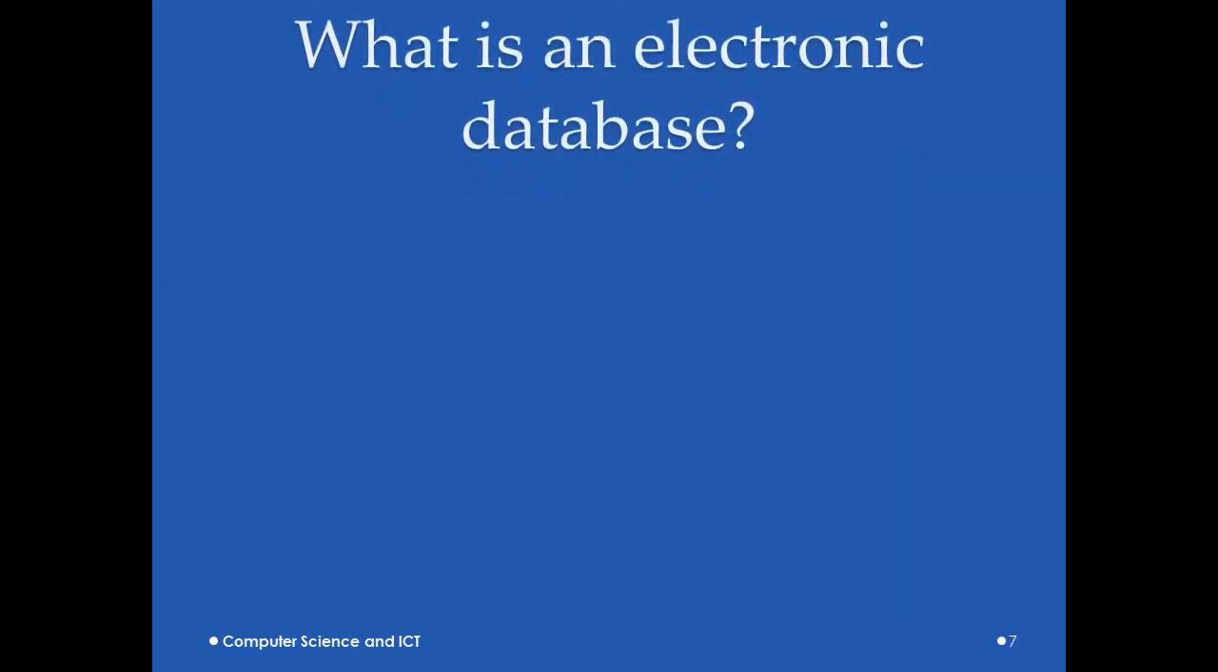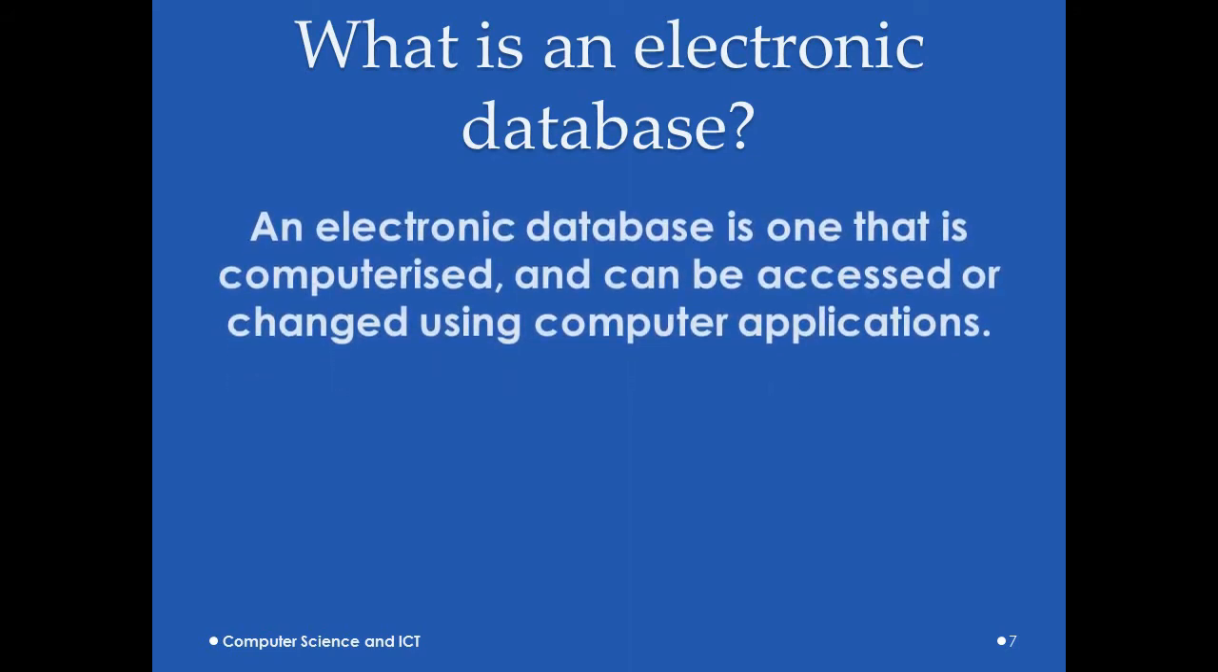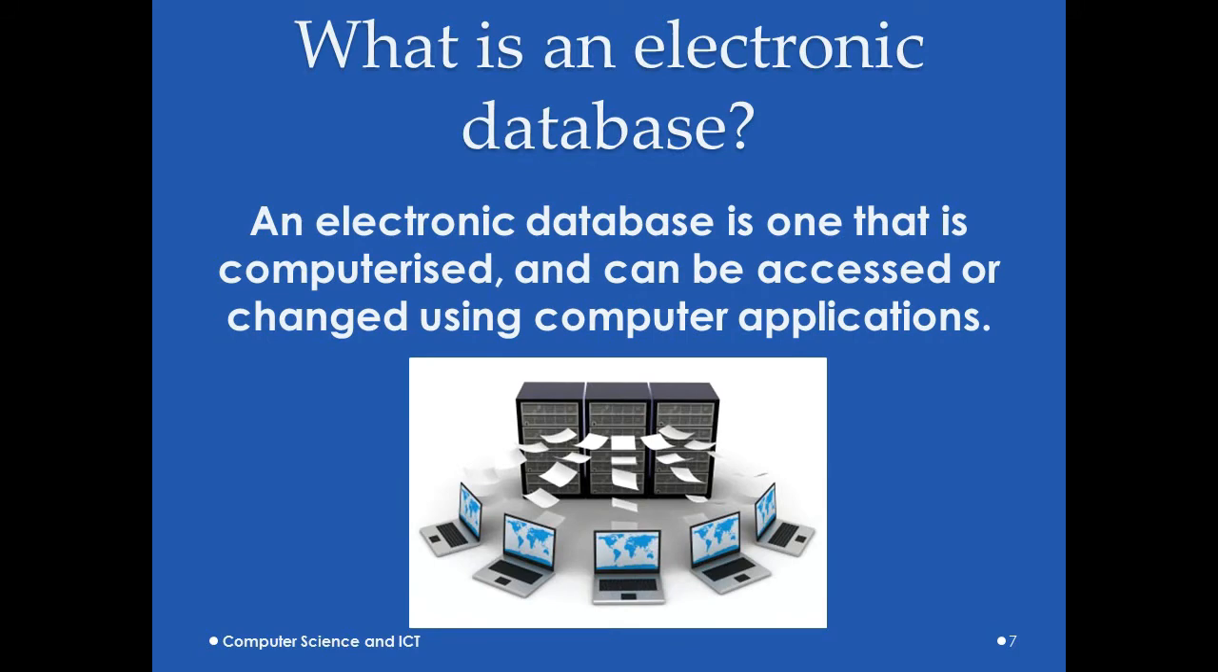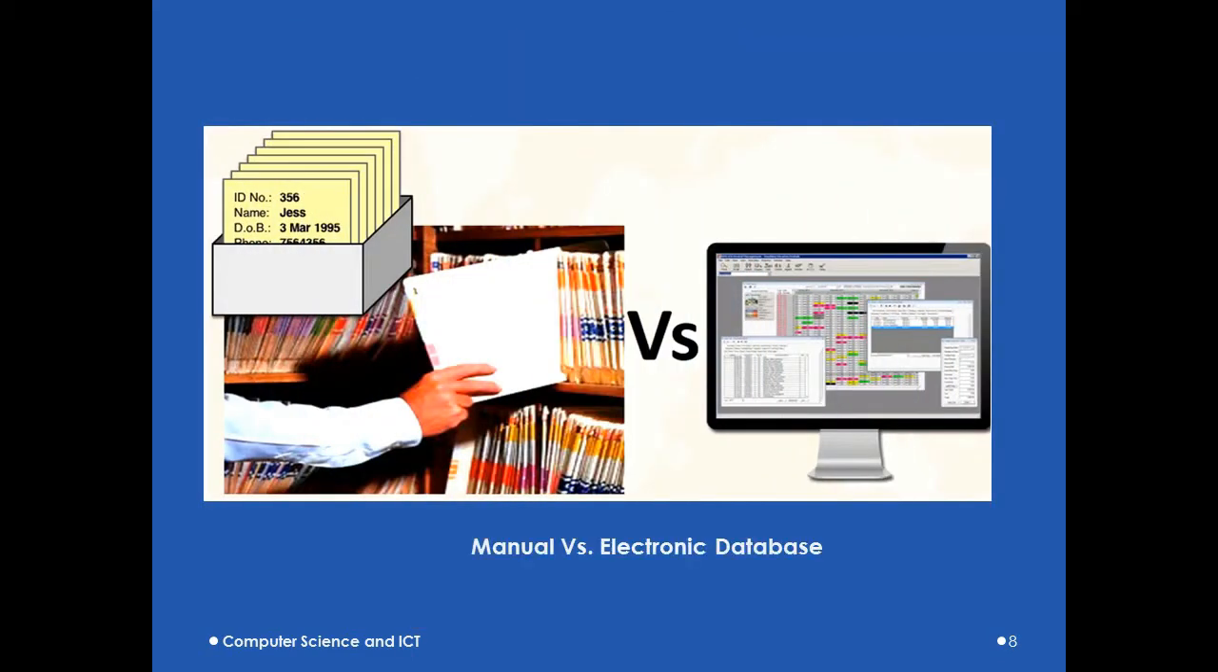What is an electronic database? An electronic database is one that is computerized and can be accessed or changed using computer applications. By looking at this picture also you can gain a small information on how the manual database is maintained and how the electronic database is maintained. So we are going to discuss in depth.